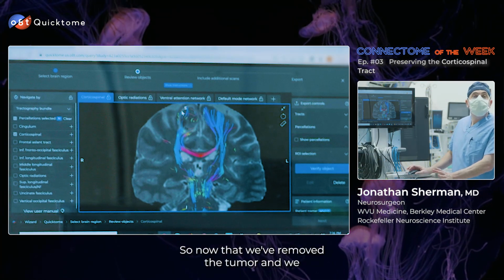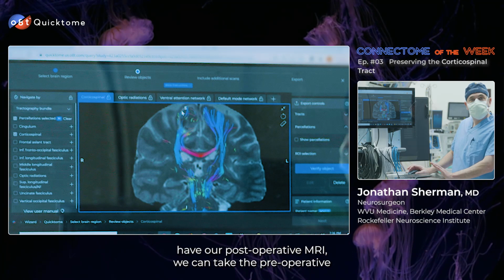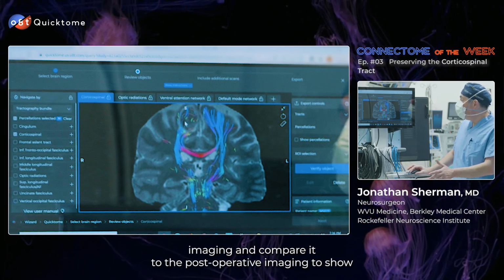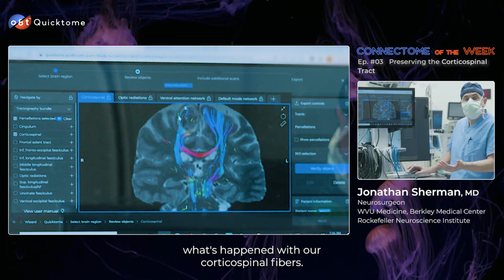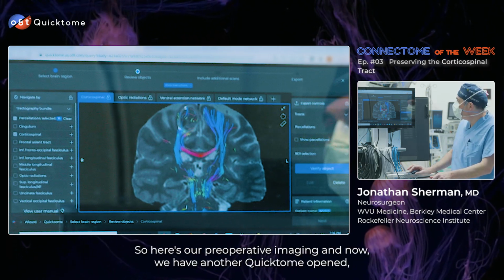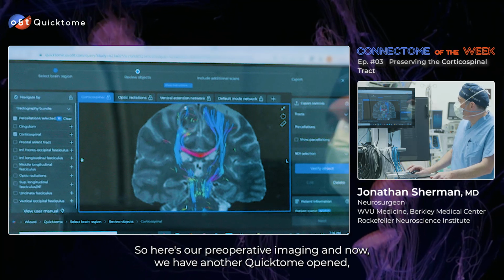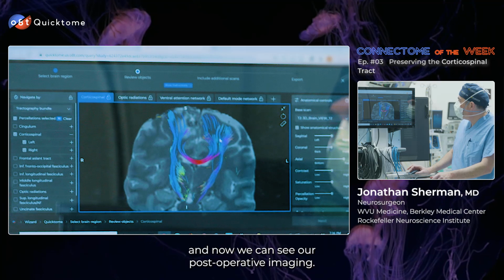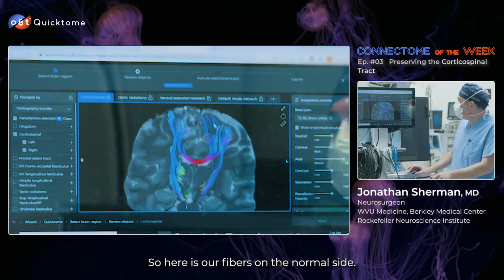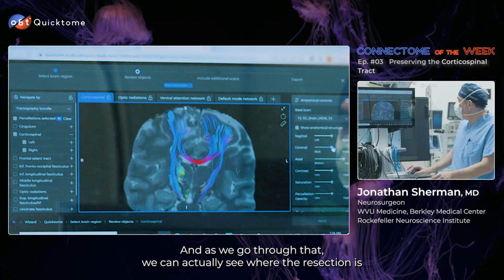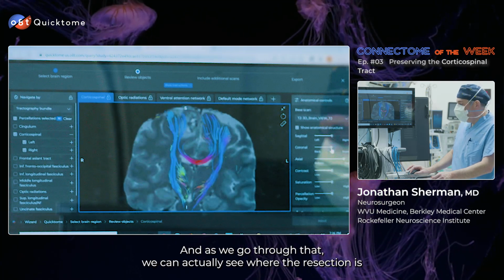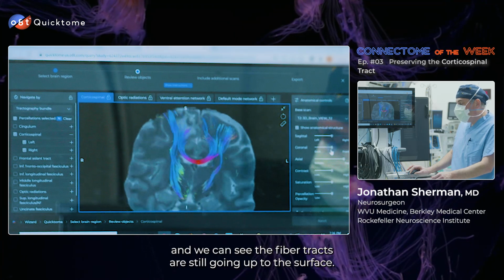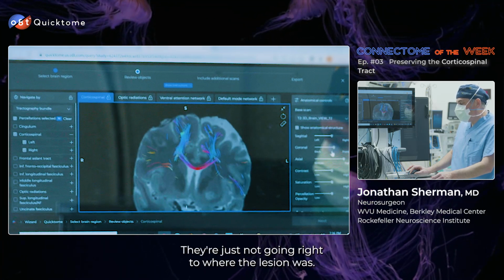So now that we've removed the tumor and we have our post-operative MRI, we can take the pre-operative imaging and compare it to the post-operative imaging to show what's happened with our corticospinal fibers. So here's our pre-operative imaging, and now we have another Quicktome opened, and now we can see our post-operative imaging. So here are our fibers on the normal side, and as we go through that, we can actually see where the resection is, and we can see the fiber tracts are still going up to the surface. They're just not going right to where the lesion was.